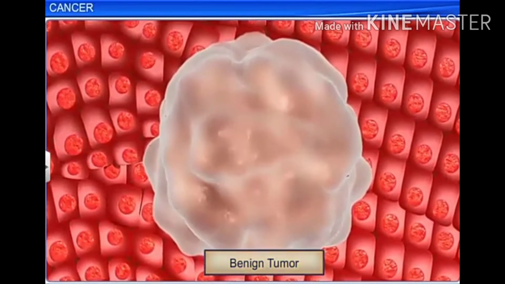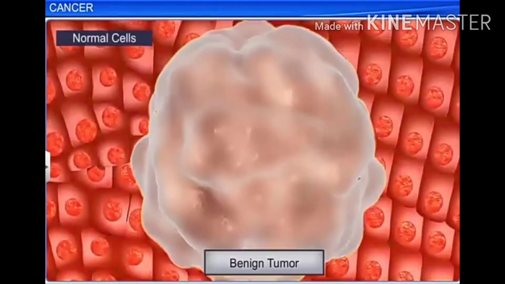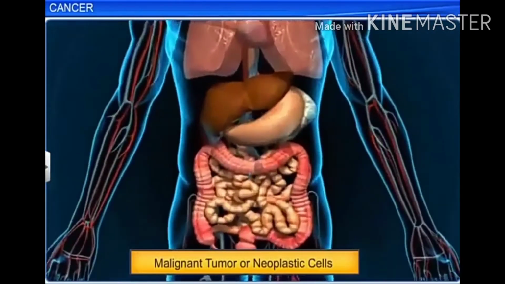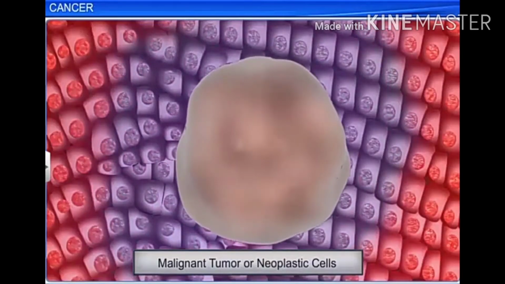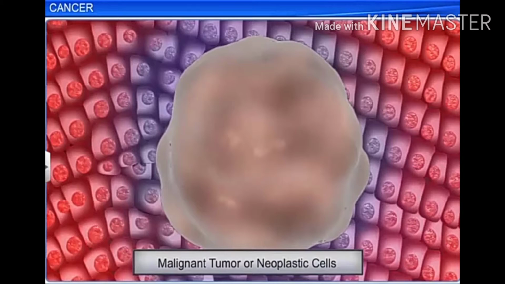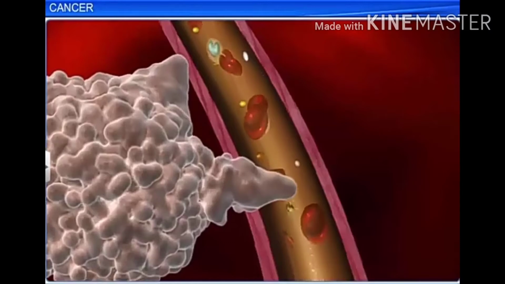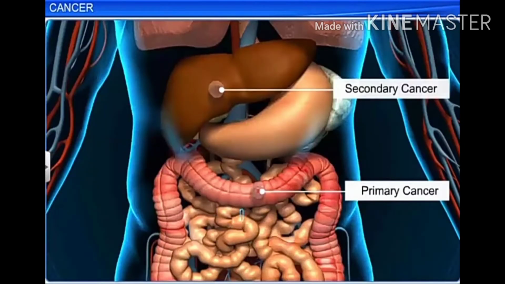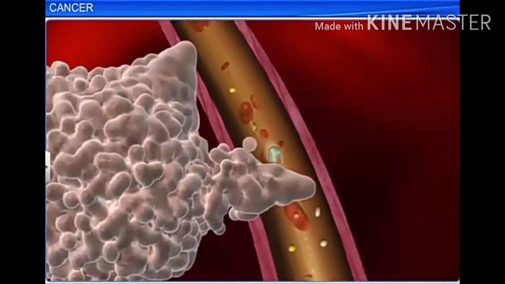Benign tumors cause little damage as they remain confined to their original location and do not spread to other parts of the body. On the other hand, malignant tumors, also known as neoplastic cells, grow very rapidly and damage surrounding normal tissues. They compete with normal cells for vital nutrients, thereby starving them. Cells cast off such malignant tumors, travel to other parts of the body through the blood, and start new tumors elsewhere. This frightening property of malignant tumors is also known as metastasis.